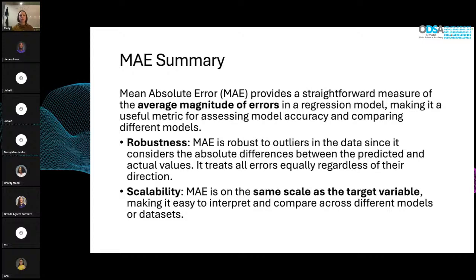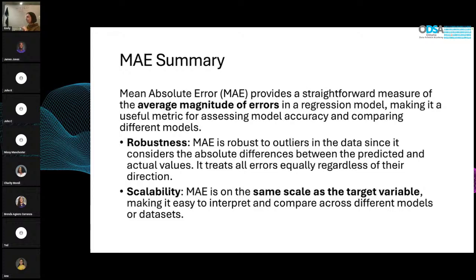It's a straightforward measure. It's an average of the errors, and it's a useful metric for assessing the accuracy and comparing across different models. And when I say different models, not to confuse with what we just talked about, I just mean different models for the same problem. So you train a random forest and a gradient boosted tree, and you train a neural net. You want to select between those 3 models for your same problem. It's robust to outliers in the data since it considers the absolute differences between the predicted and actual values.